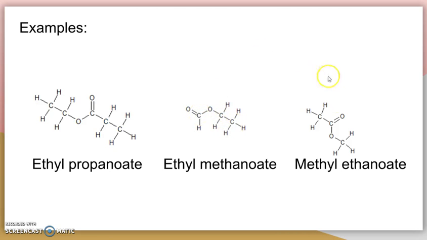methanoate. Another example. Here is my functional group, the double bond O, C connected to the O connected to the C. This part of the chain will form my last part of my name because the double bond O is connected to this carbon chain. This part will form the first part of my name. So the name of this ester is going to be methyl ethanoate.